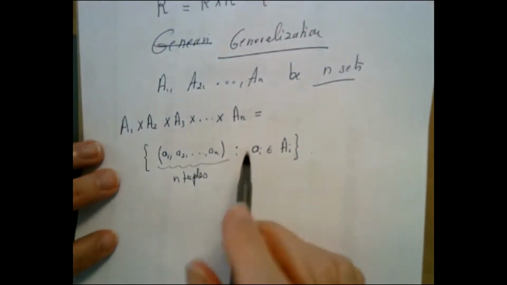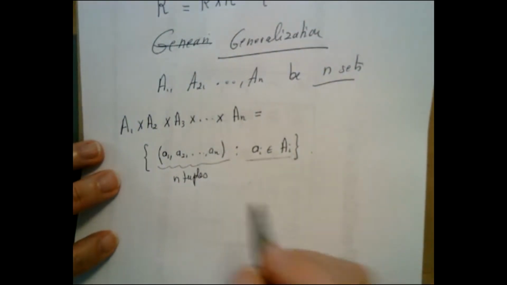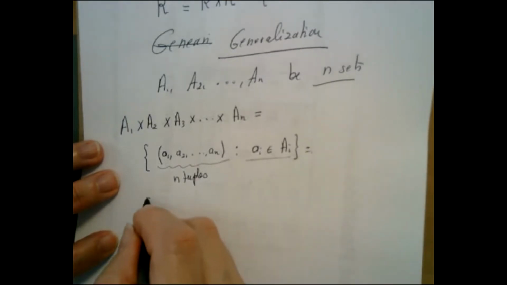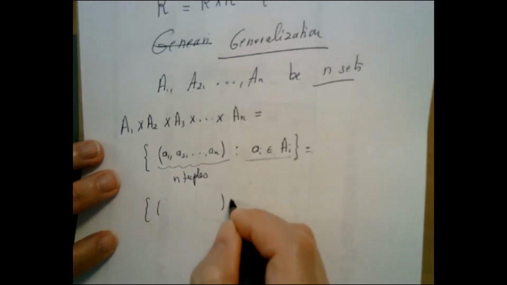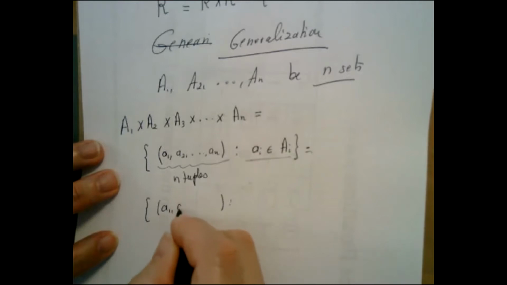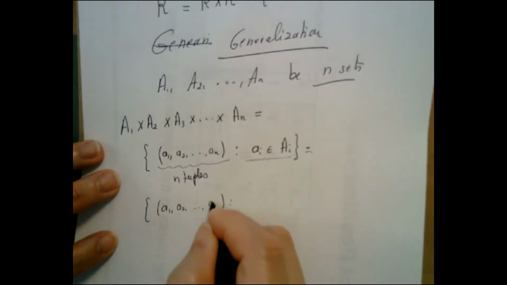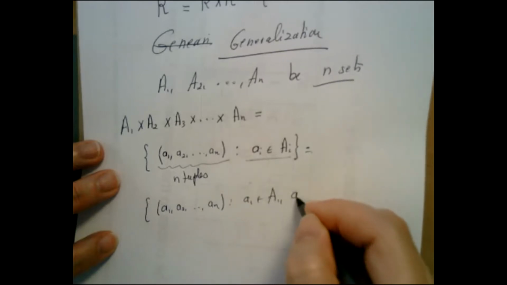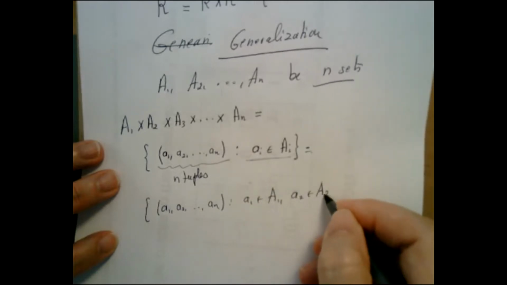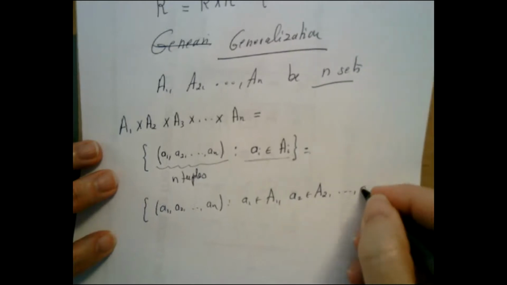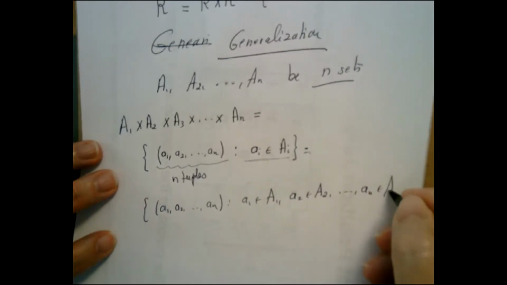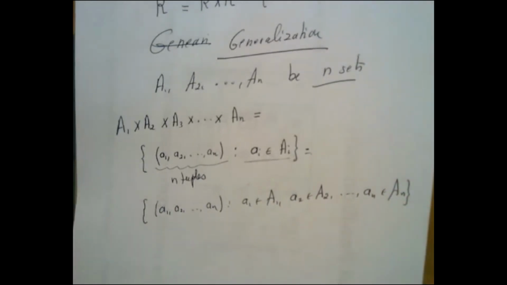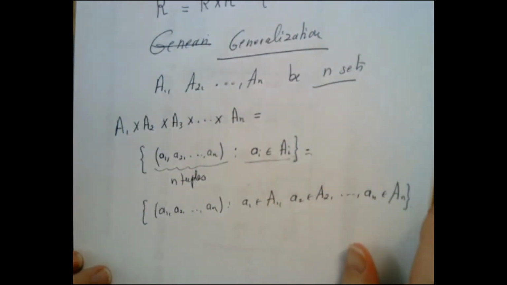So what do I mean by this notation? If I write it in more detail, it is all the n-tuples such that a1 is in A1, a2 is in A2, and so on, a sub n is in A sub n. So we can generalize the idea of the Cartesian product.